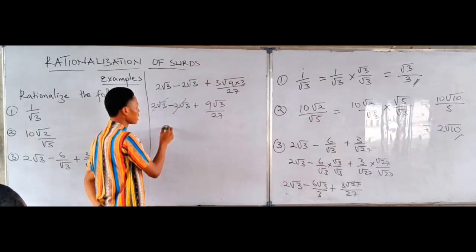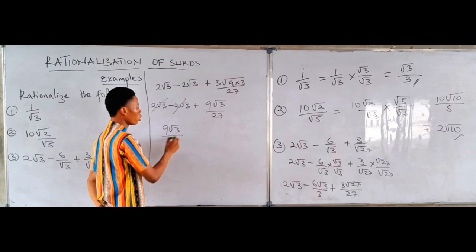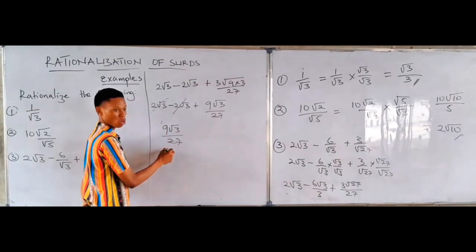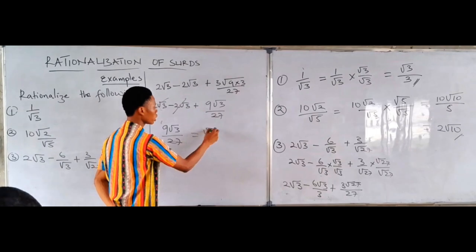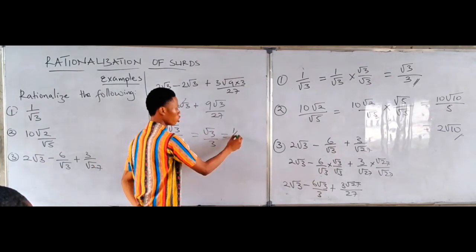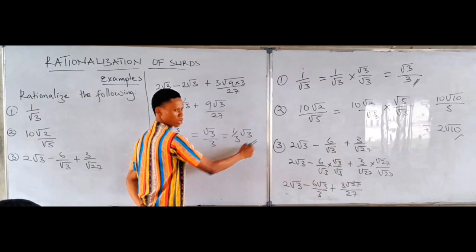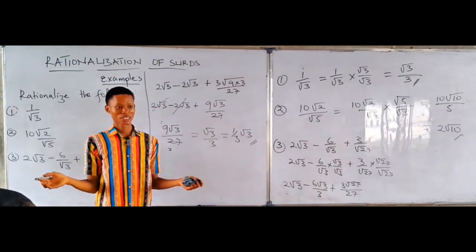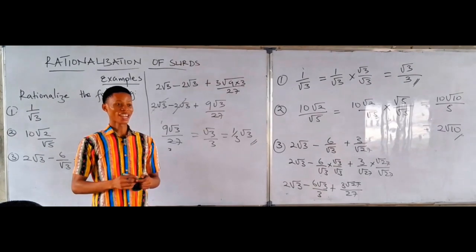So we are left with 9 root 3 all over 27. Is it not? 9 into 27 gives 3. So this is root 3 over 3, or you put it like this: 1 over root 3. That's all. That's everything. You tried though.